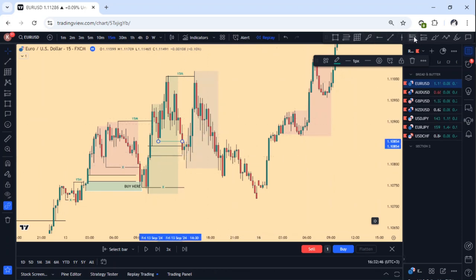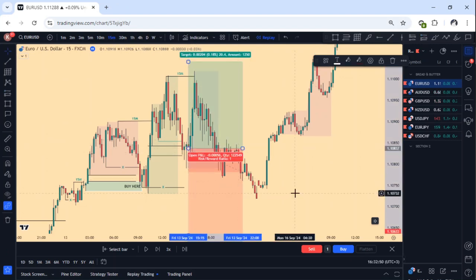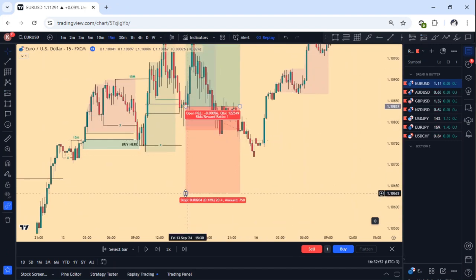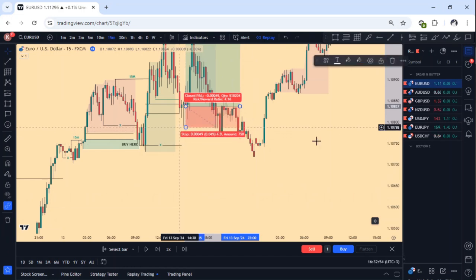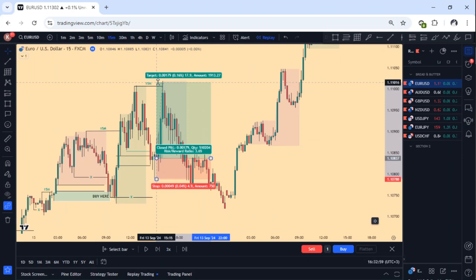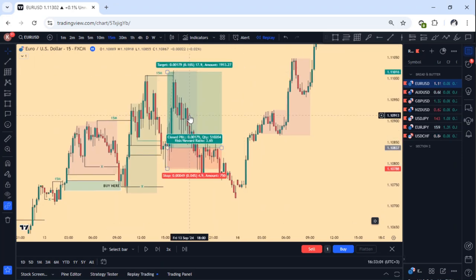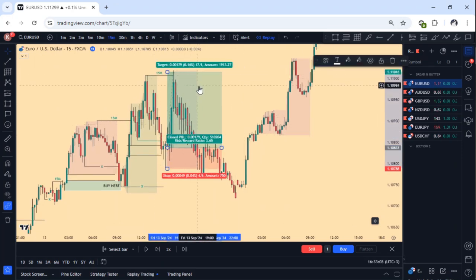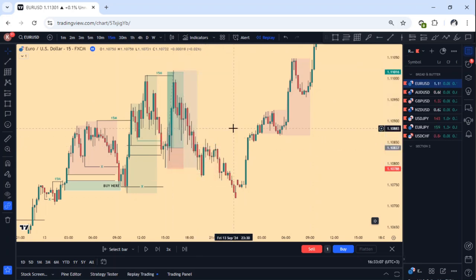Here. This is a trade I gave them. 5 minutes fair value gap, and what did it do? It gave a 1 to 3. Very straightforward. So this is something that I took today. Something like this I took today, exactly the same.